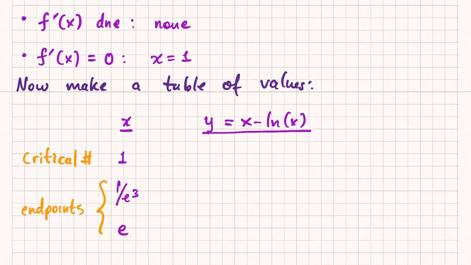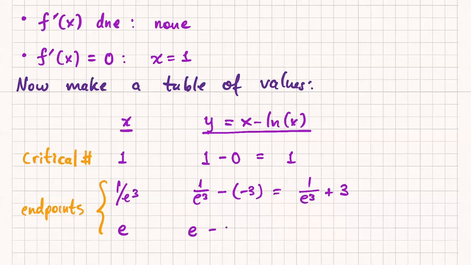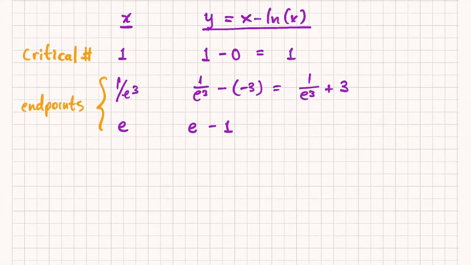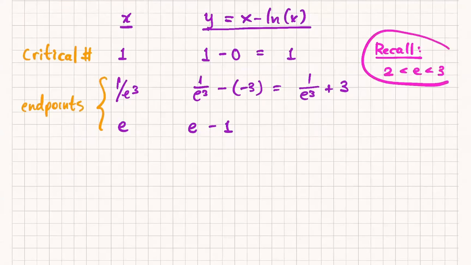Okay, so now let's plug these into my function and see what we get. So x equals 1 gives me 1 minus 0, so I get 1 there. 1 over e cubed gives me 1 over e cubed minus negative 3, so I get 1 over e cubed plus 3. And for e, I get e minus 1. Now, it's a matter of which one of these is the largest and the smallest. So recall, if you don't have a calculator, all you really need to know is that e is a number between 2 and 3, and that should get you the whole way.